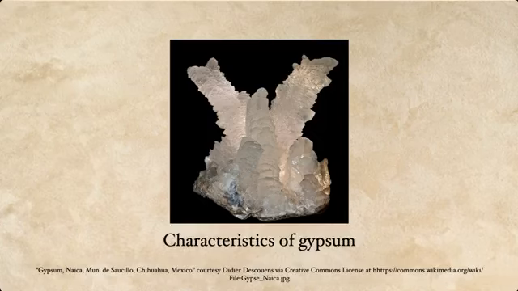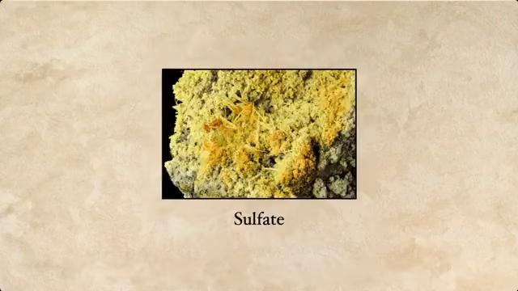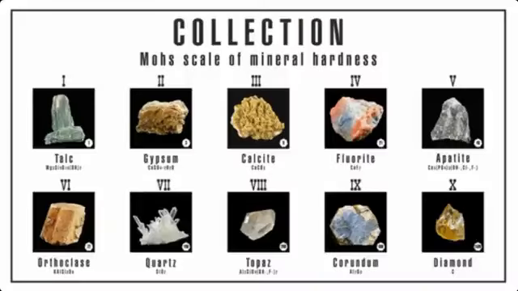Now, some characteristics of gypsum. It most likely gets its name from gypsos, meaning plaster. Gypsum's long been used as an ingredient in plaster. It's also the most common sulfate mineral. It has its own division on the Mohs hardness scale, right here.